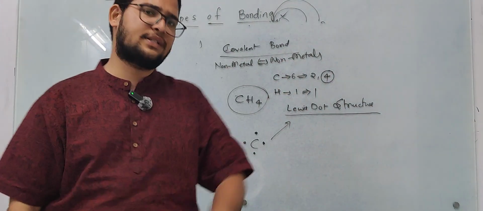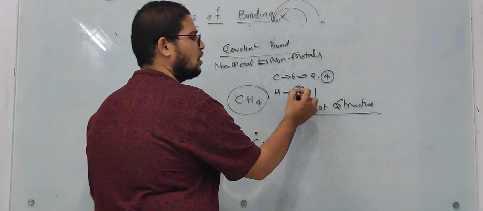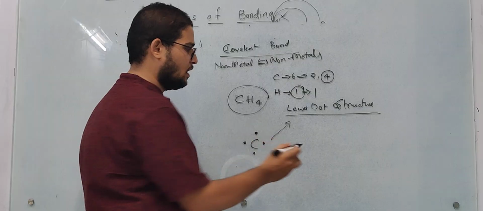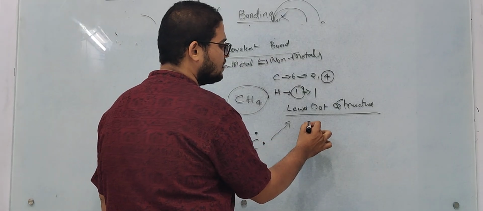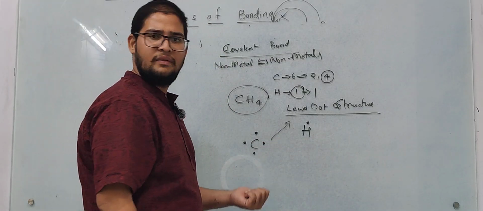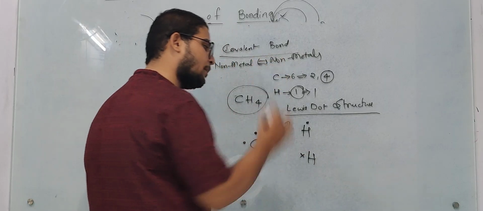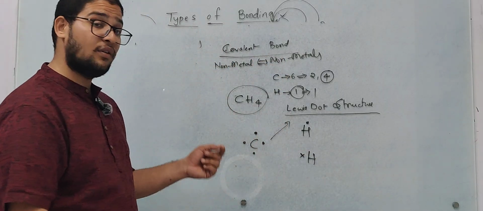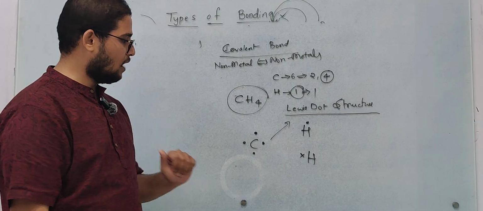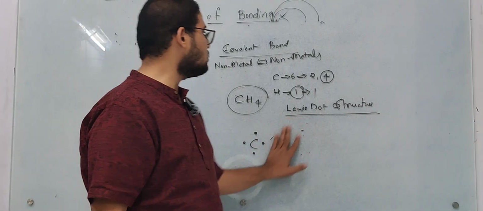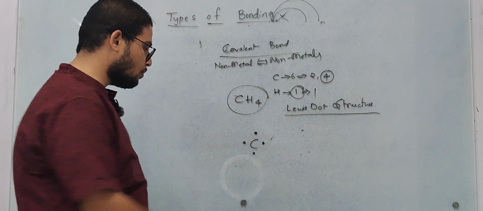For hydrogen, how do we represent the Lewis dot structure? It has 1 electron only. That is going to be the valence electron. So for hydrogen, we just represent a dot, and that is the Lewis dot structure. It can be written like this, or sometimes we can also use X as a symbol for the electron. Now we will study how this covalent bond works.